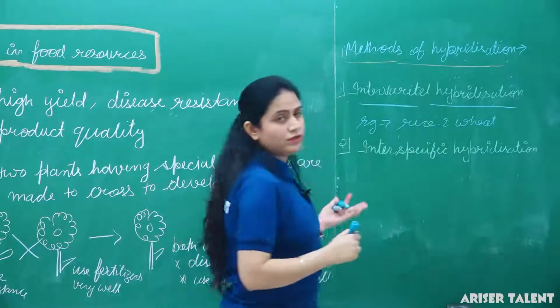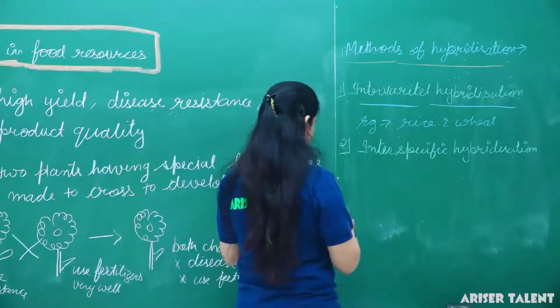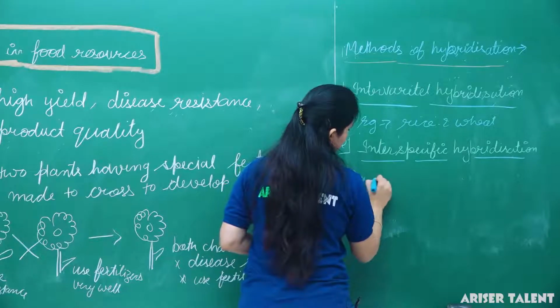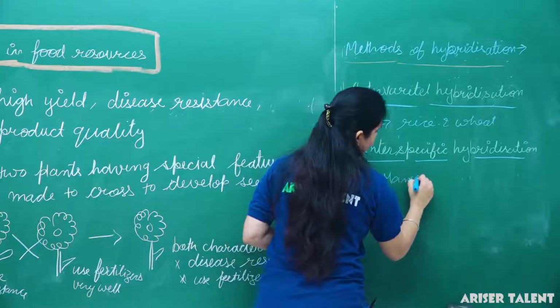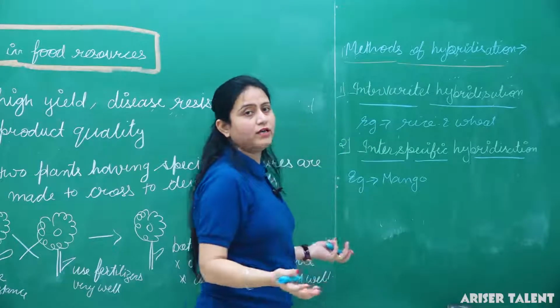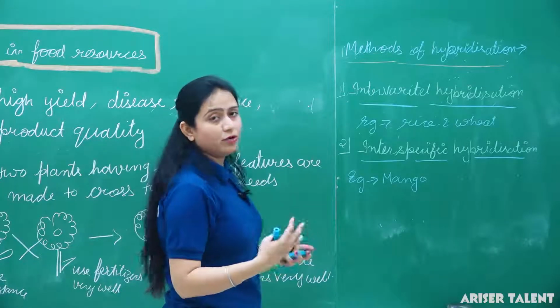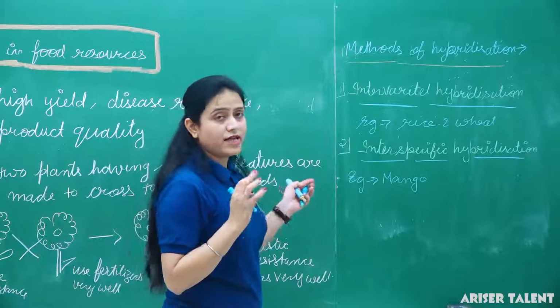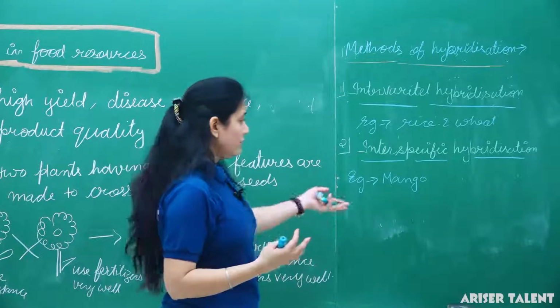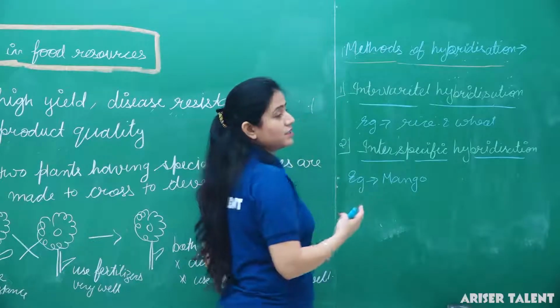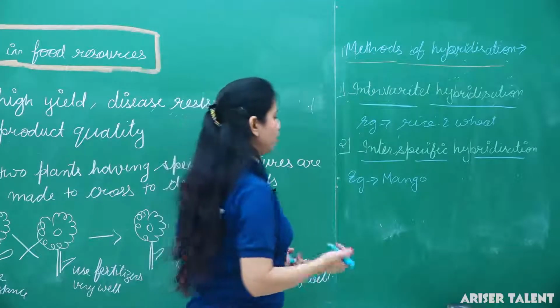In this, two different species of plants are taken. Like if we talk about mango, we can take different species of mango, then once we multiply them, we will get the new mango plant which can have the characteristics of both the species of the mango plants.